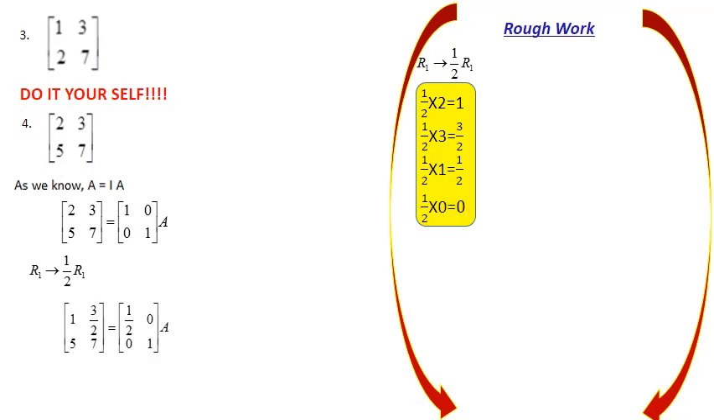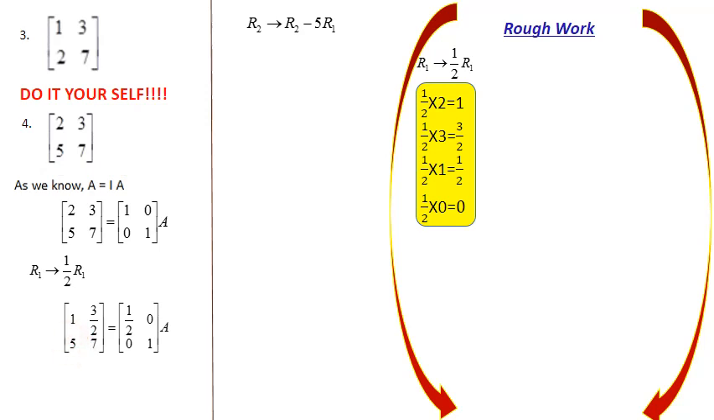The final answer is that 2 and 3 change to 1 and 3 by 2. It is written here, 1 and 3 by 2. Row 2 remains the same, 5, 7. It came as it is. This 1, 0 changes to 1 by 2 and 0. 0, 1 remains the same, into A. Now we have completed our first task: we have changed the first element to 1. Now we have to move down. This 5 we have to change to 0.